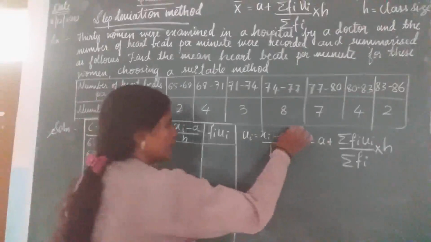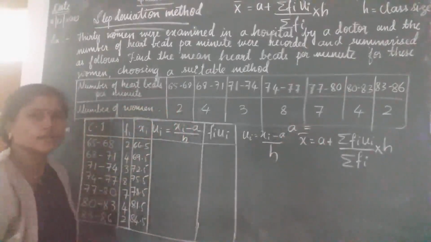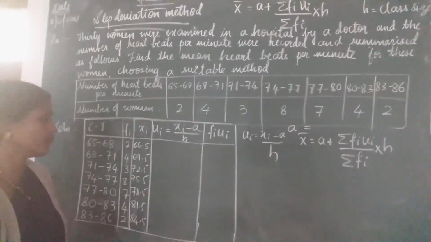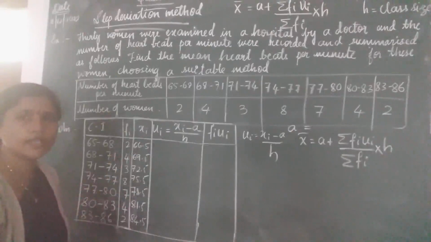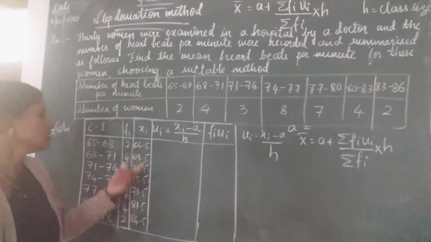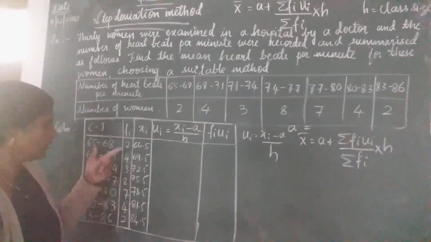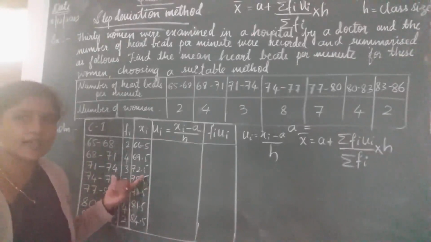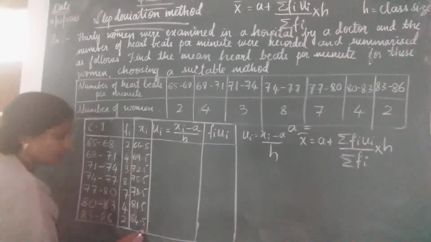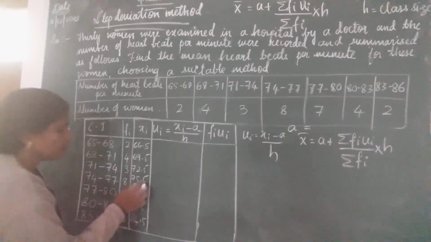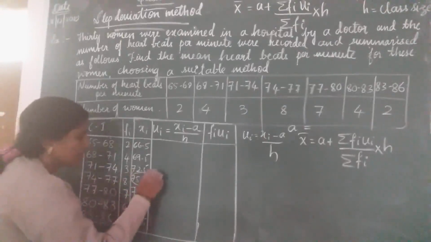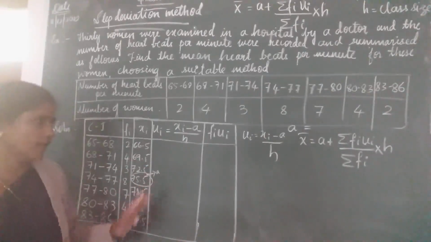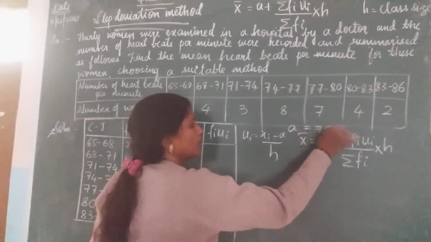What is a? A is nothing but the assumed mean. So how to identify the assumed mean? Before finding the assumed mean, we need the xi column, that is the class mark column. In this class mark column, how many terms are there? If there are an odd number of terms, the exactly middle one is the assumed mean. So here 7 terms are there in the class mark. So the exactly middle one is 75.5, that is the assumed mean. A value is 75.5.